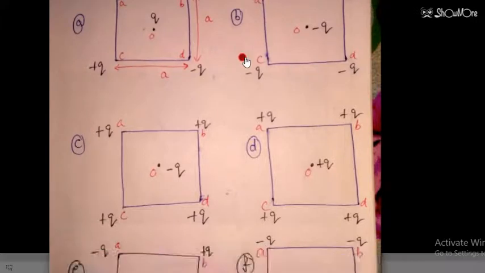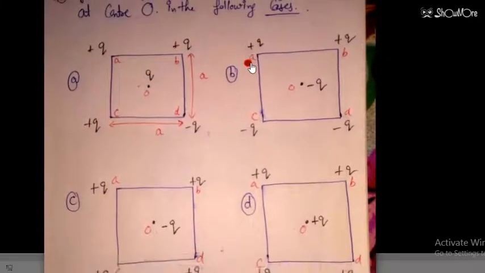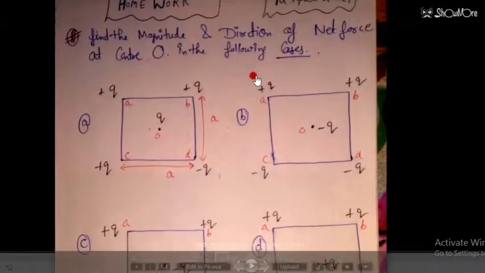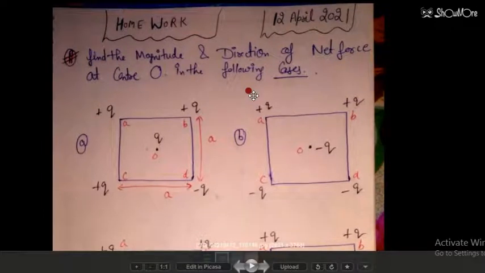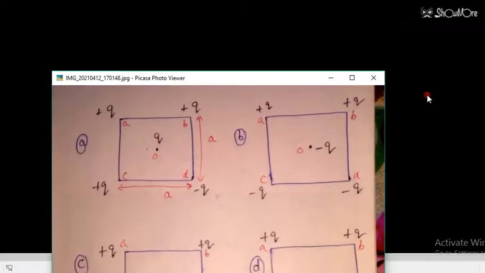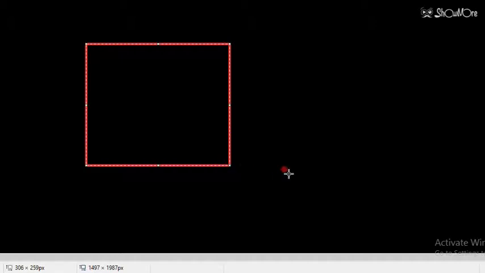What will be the net force on the central charge, or the charge which is placed at the center of the sphere? But before going to that part, we will discuss firstly what is the distance between the corner and the center. Let's suppose this is the square.